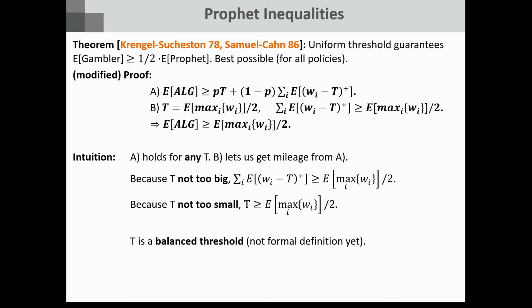So if we want to get a good bound from this observation, then we need both of these terms to be large. So I'd like to say that kind of what happened was that this threshold was not too big, so that the expected surplus, what we get above the threshold, was still pretty large. But it was also not too small in the sense that the threshold itself contributed a good fraction of the expected max. So what happened was that this threshold, I would say, is balanced. And this isn't a formal definition yet, but we are going to see this idea more throughout the talk.